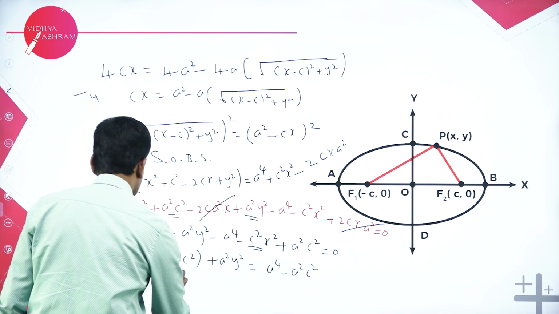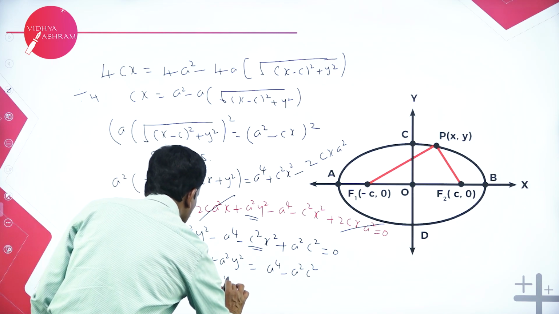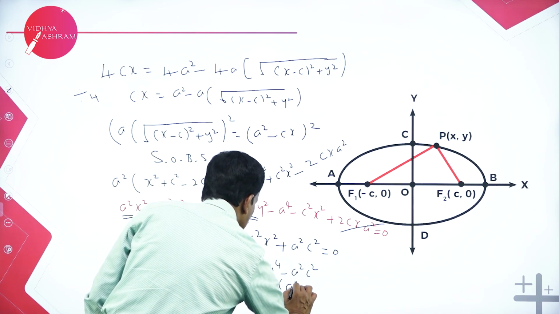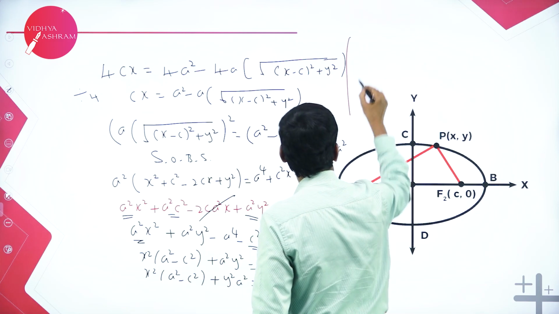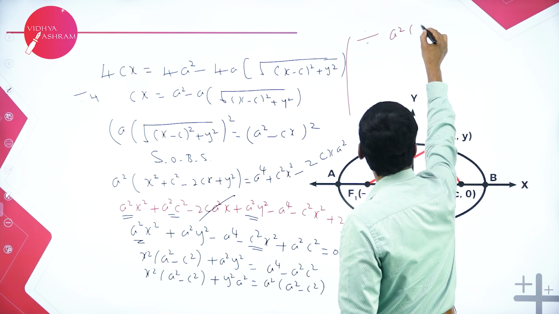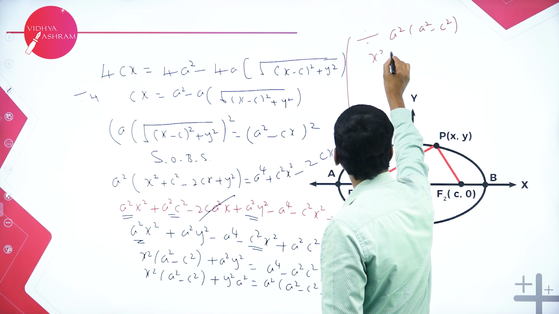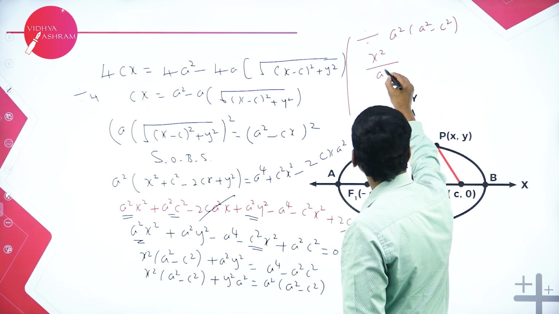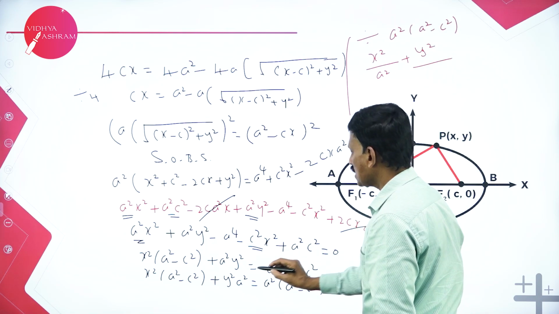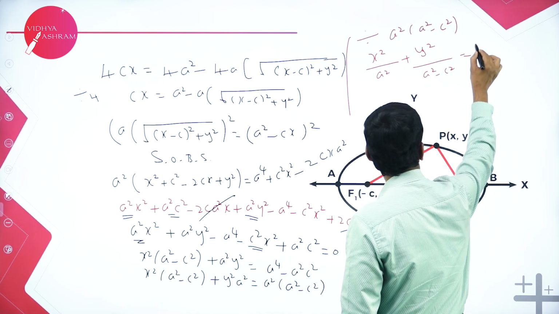Now this can be written as x square into (a square minus c square) plus y square into a square is equal to, we can take the common factor a square out, a square into (a square minus c square). Divide by this right hand side, a square into (a square minus c square). So what happens? The x square by (a square minus c square) gets cancelled, we get x square by a square plus y square divided by, the a square gets cancelled, we have (a square minus c square). On the right hand side everything gets cancelled, 1.